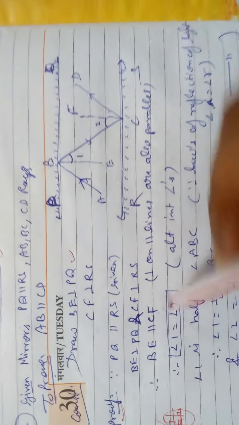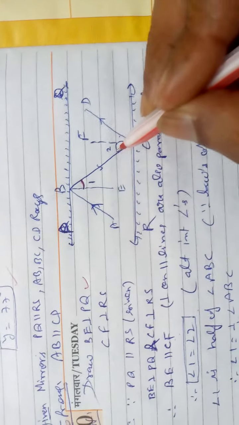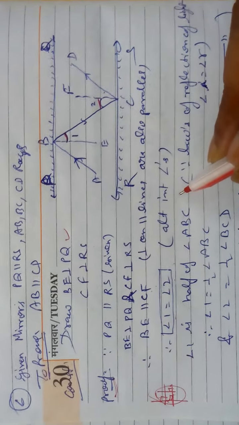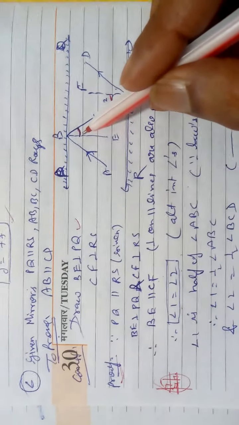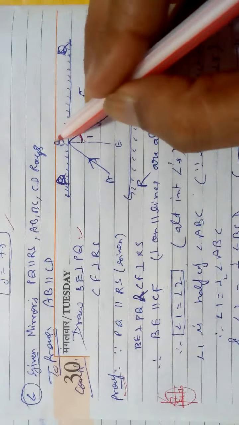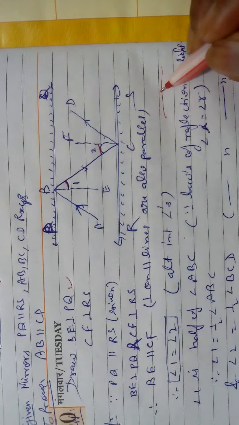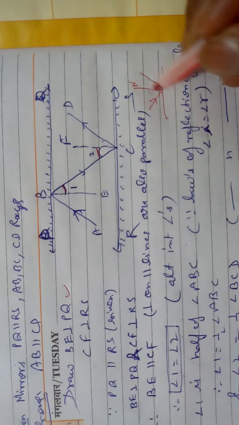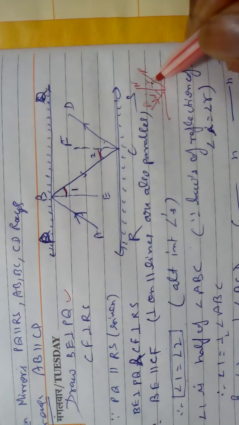If BE is parallel to CF, then BC is the transversal. What about this angle? This angle will be equal to this angle, angle 1 equal to angle 2. Why? Alternate interior angles. Angle 1 is because of the normal. BE acts as a normal. In physics we know, when there is an incident ray, a normal and a reflected ray, angle I is always equal to angle R.